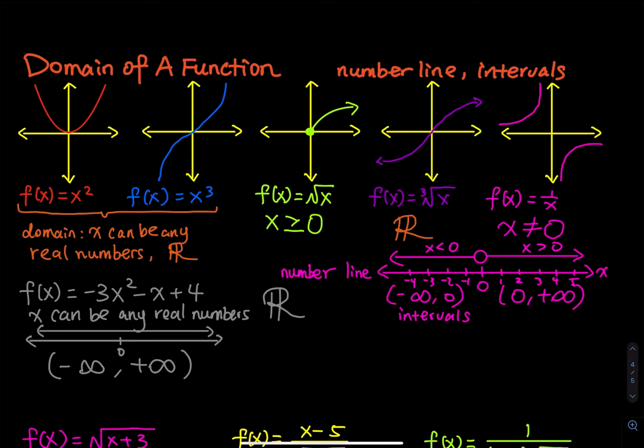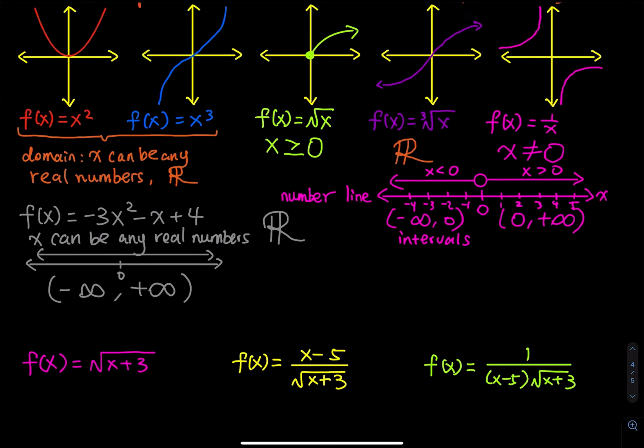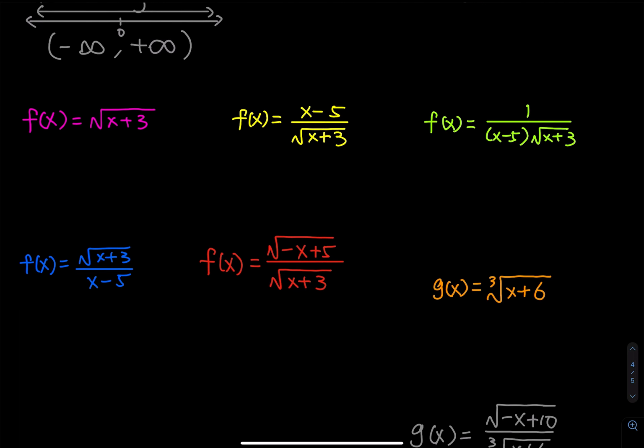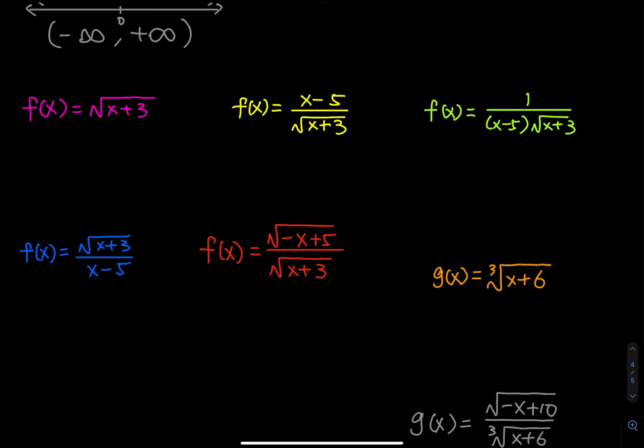Now, this is not the end at all. I have a few crazy problems for you, and I designed all of them. We have a lot of problems to solve. Let's start from the easiest one: the square root of x plus 3. Remember, whenever you see a square root, no negatives. So we have to say that x plus 3 has to be greater than or equal to 0. As a result, x is greater than or equal to negative 3.